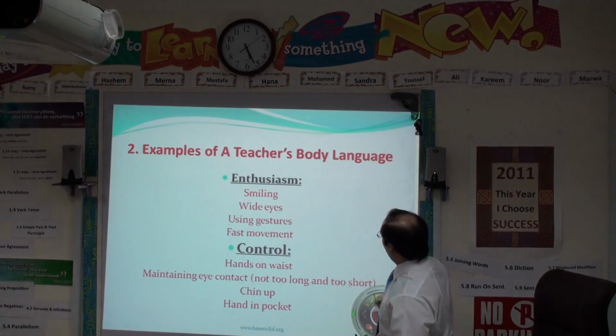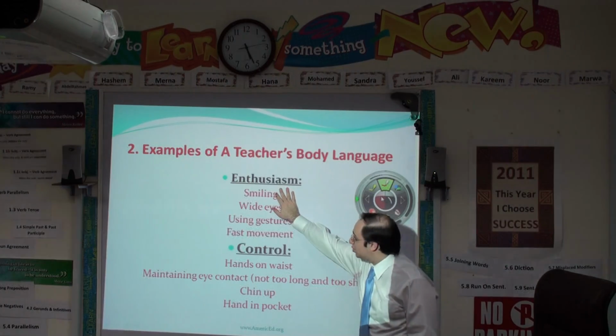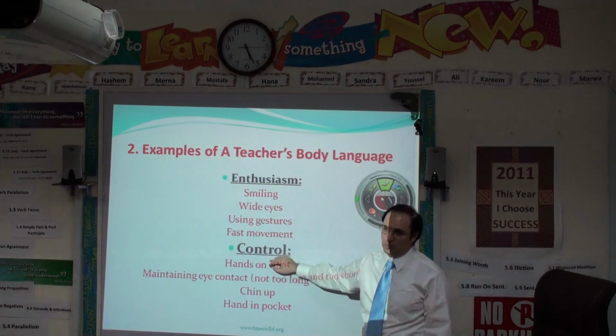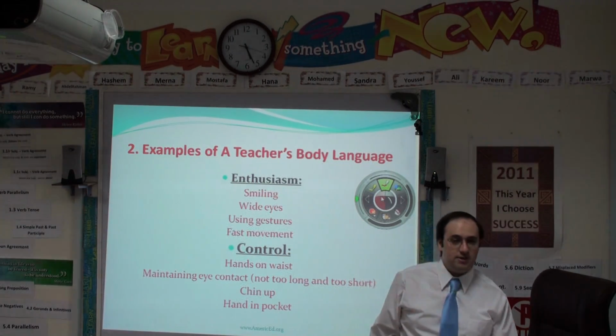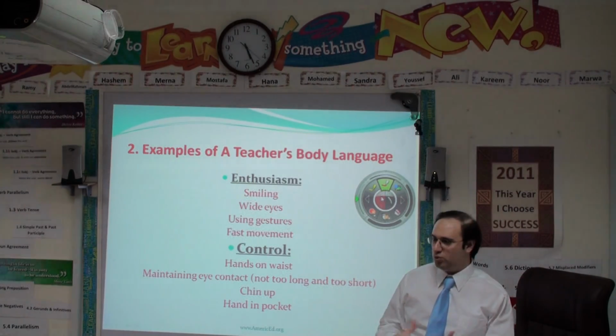Examples of a teacher's body language. Now, here I just have two examples to make a long story short: enthusiasm and control. Two very important things that we need to exhibit in our classroom. Number one is enthusiasm. How enthusiastic we are about what we're teaching.